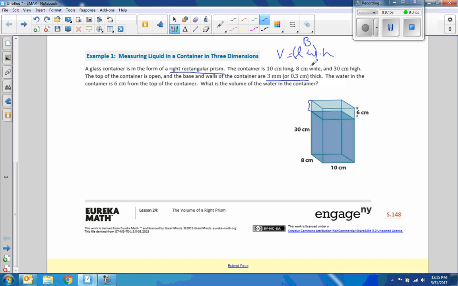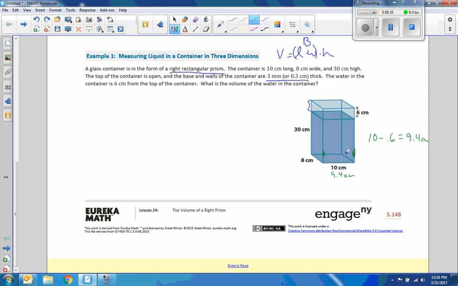So right away I need to find out what the inside dimensions are to find the volume. So we have to do what we did in the prior problem, and we have to subtract the thickness of the glass. If we subtract 0.3 centimeters from here and 0.3 centimeters from here, that's a total of 0.6. So 10 minus 0.6 equals 9.4 centimeters, and that is going to be our new length, 9.4 cm.